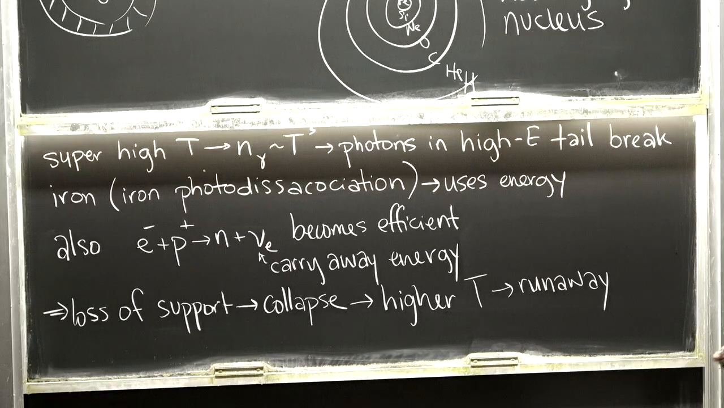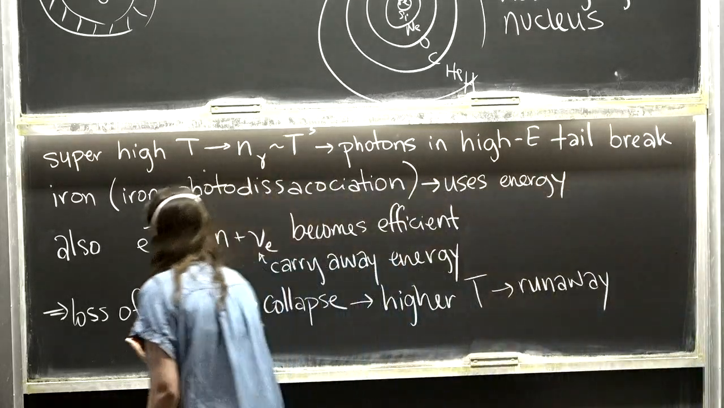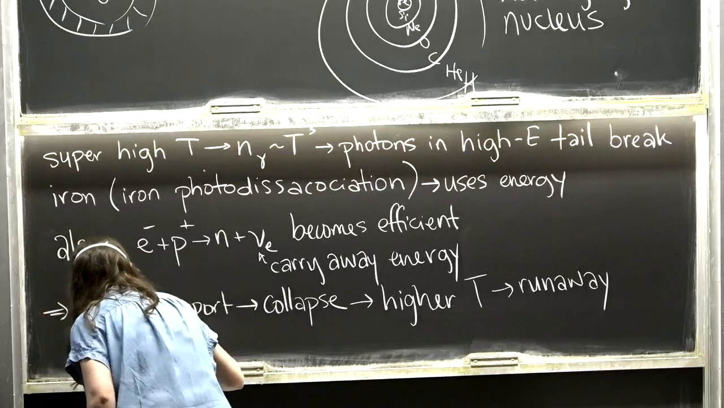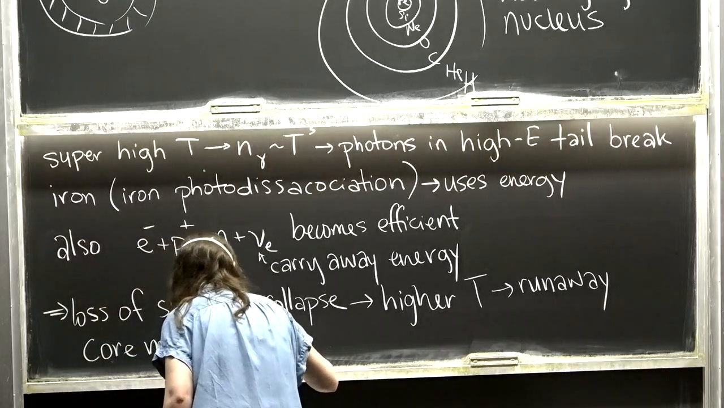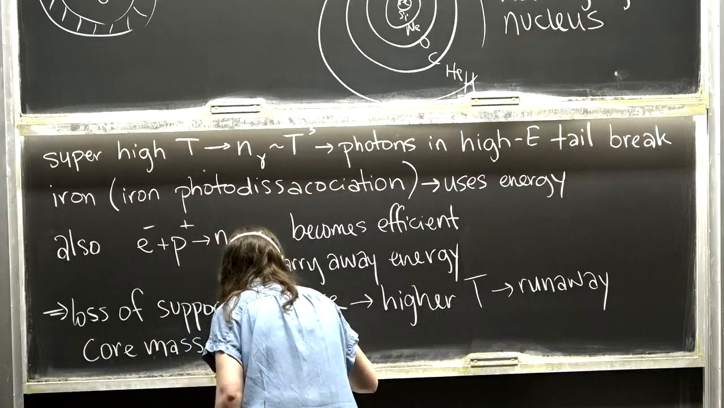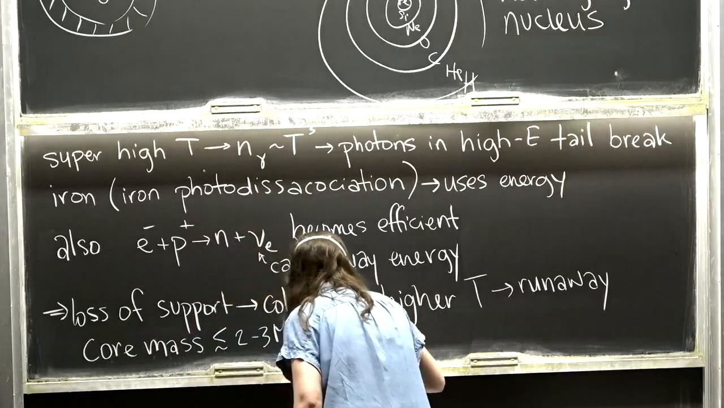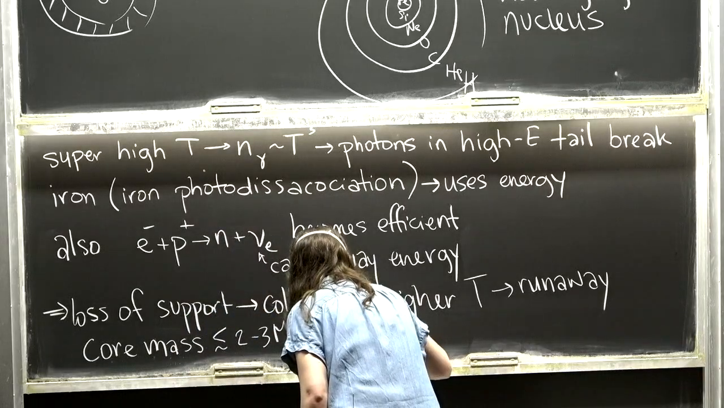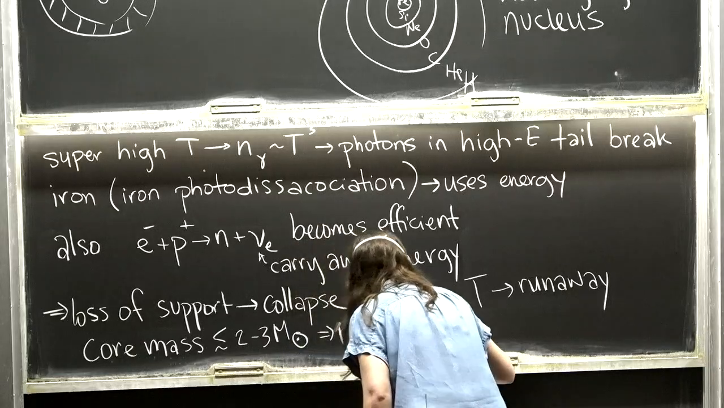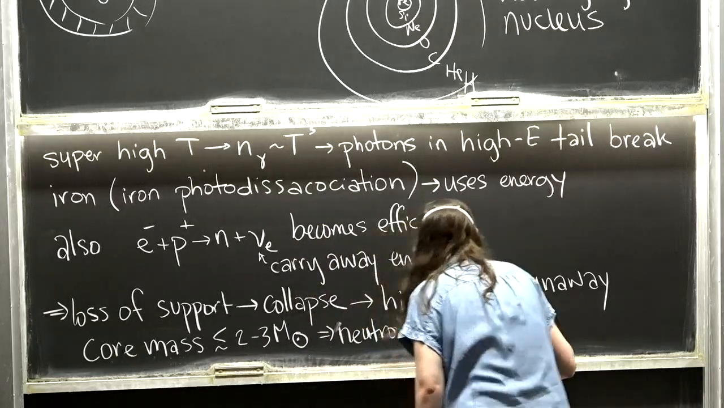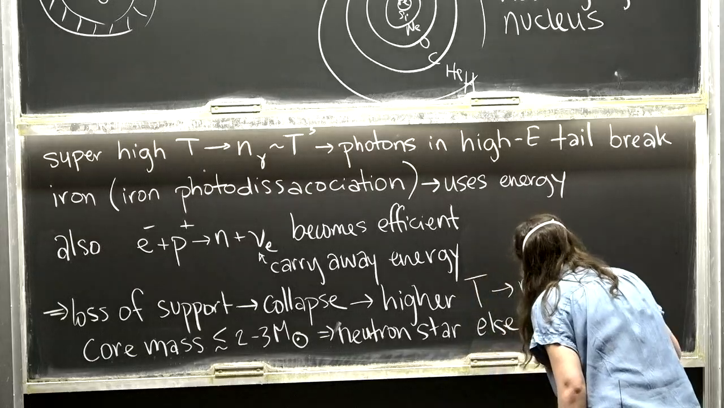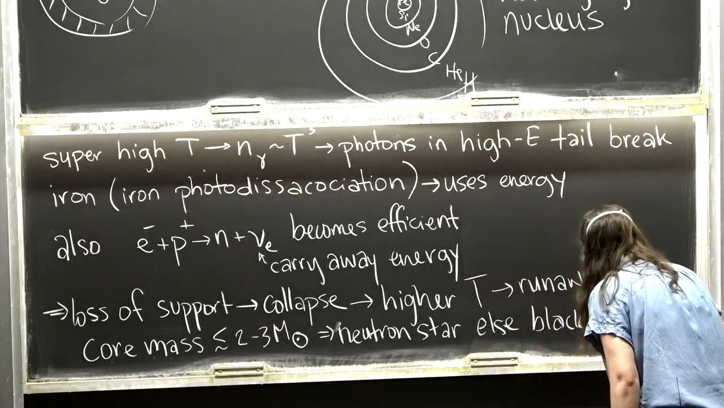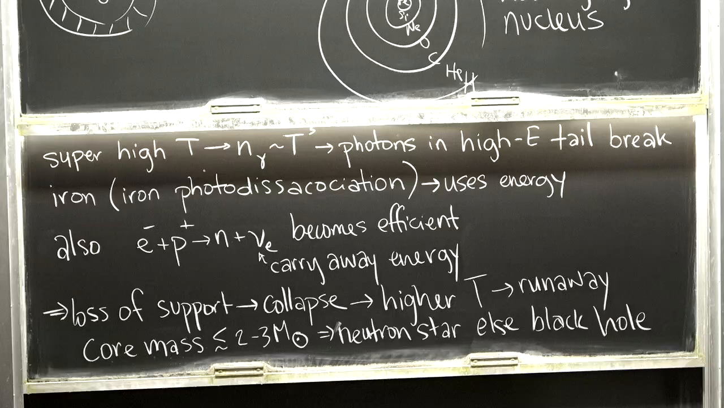And so if the core mass is less than around 2 to 3 solar masses, we get a neutron star. Sorry, that's an N, not an H. Neutron star. Otherwise, we get a black hole. Okay?